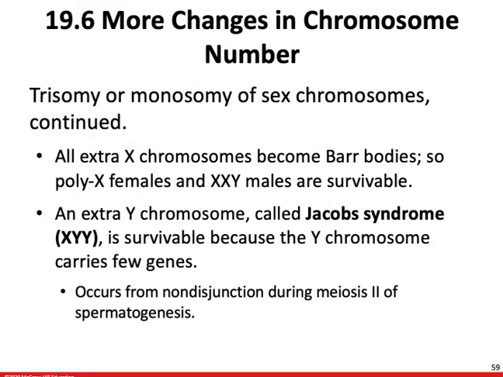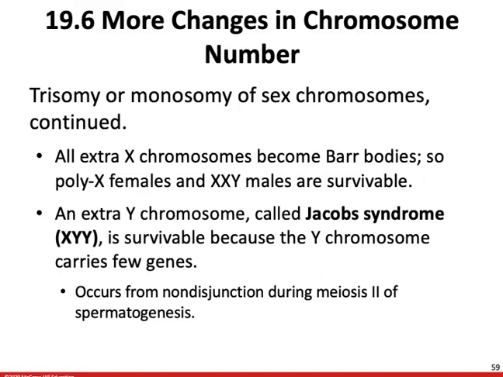Trisomies or monosomies of the sex chromosome: all extra X chromosomes are going to become bar bodies. So there is the potential for a poly-X female, a female who has multiple X chromosomes, an XXX female. XXY males are also survivable because those extra X chromosomes are going to simply be deactivated. An extra Y chromosome is called Jacob syndrome. An XYY individual is survivable because the Y chromosome only carries a few genes, so having additional copies of those genes is typically not fatal.